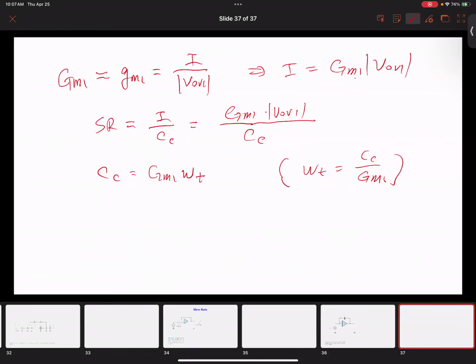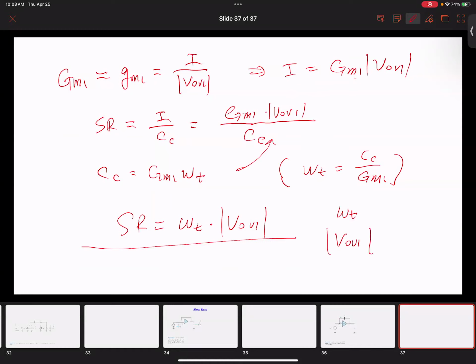So we're plugging this CC into this equation here. We get SR equal to omega T times VOV1. So basically, what we are saying is that a higher unit gain frequency and a higher VOV1 will increase the slew rate. Yeah. So this is really what we get for the amplifier.